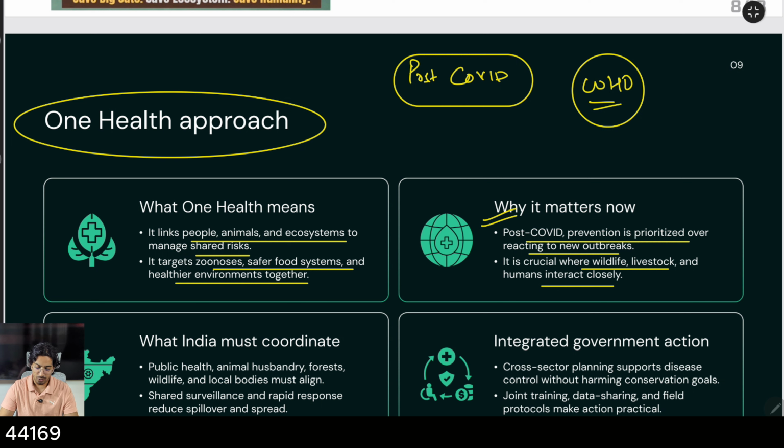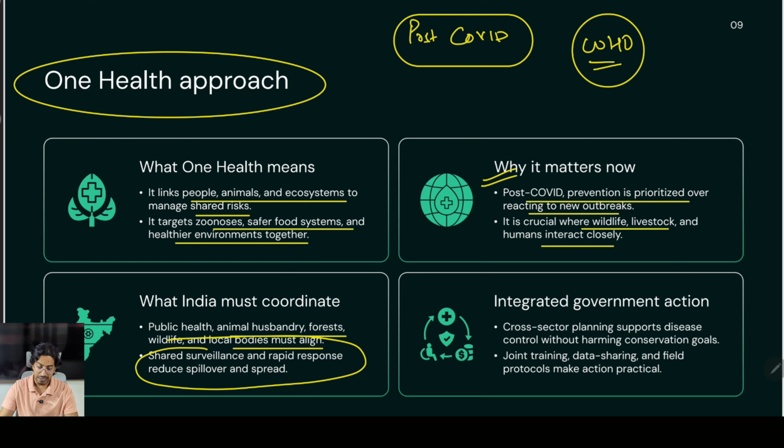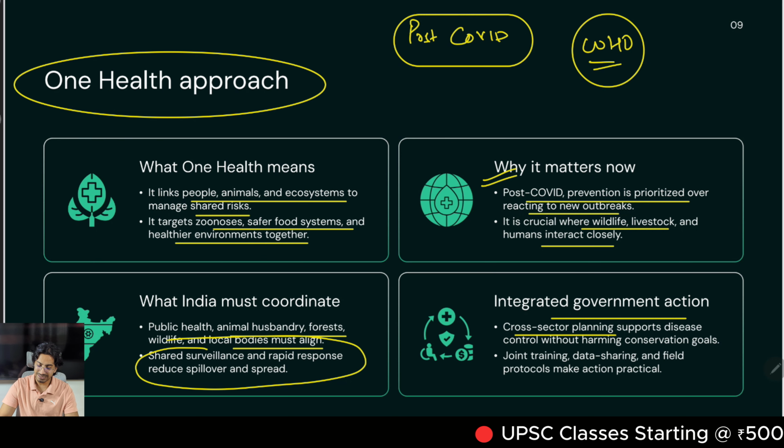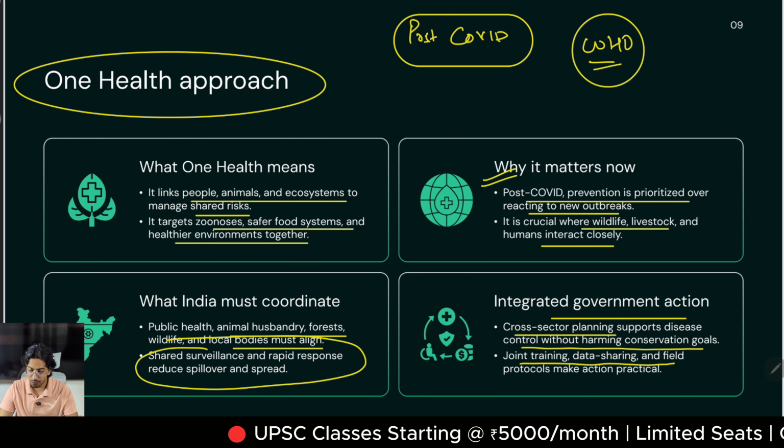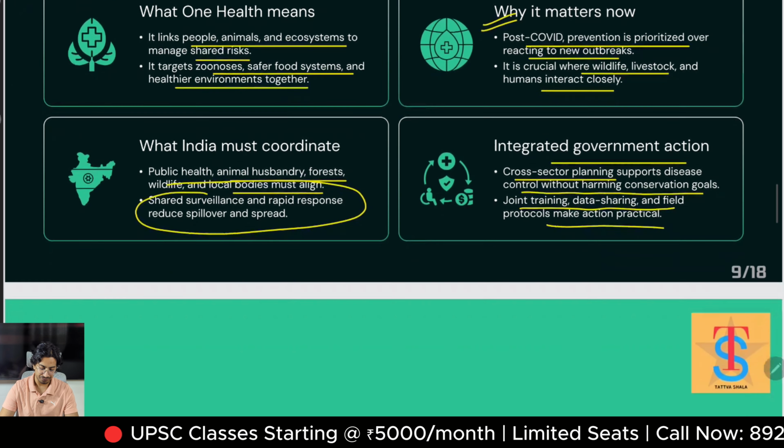What India must coordinate: public health, animal husbandry, forest, wildlife, and local bodies must align, share surveillance, rapid response, reduce spillover and spread. Integrated government action and cross-sector planning support disease control without harming conservation goals. Joint training, data sharing, and field protocol make action practicable.